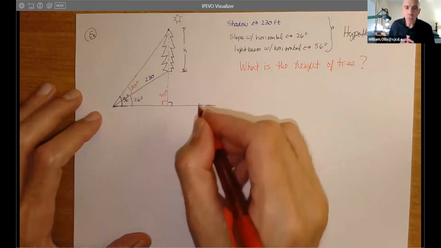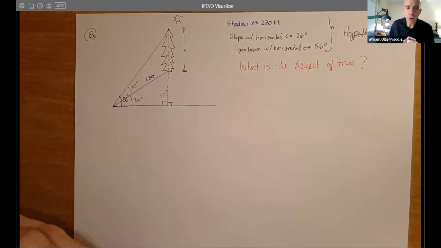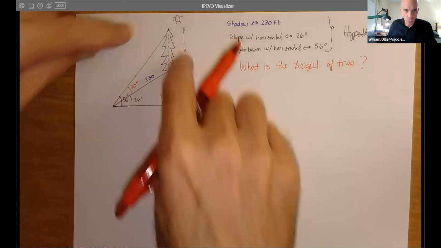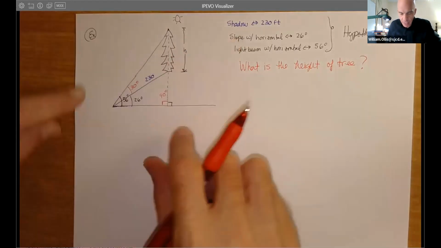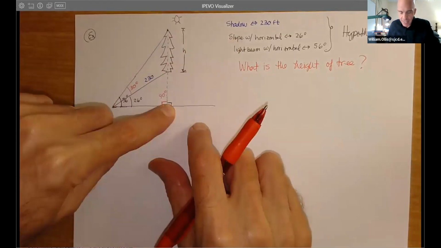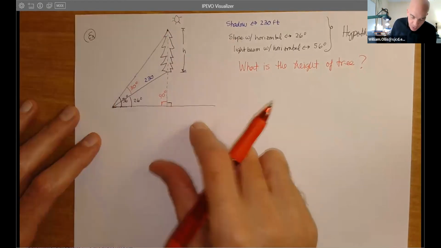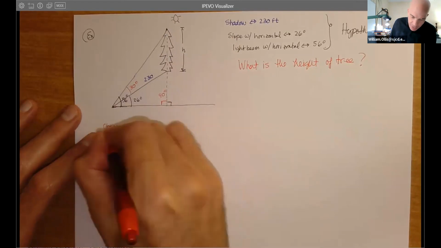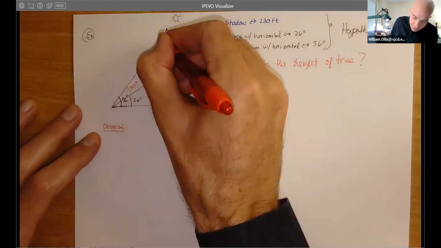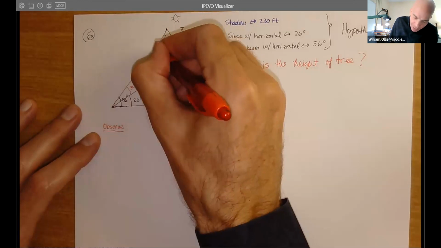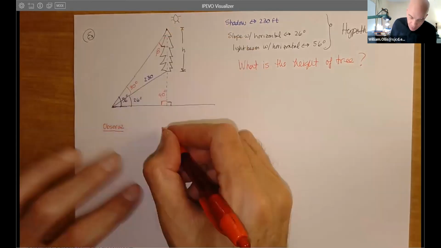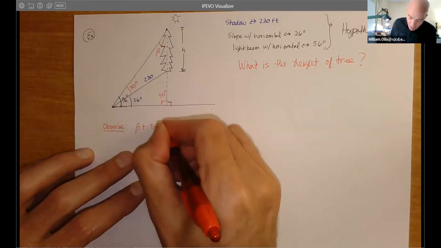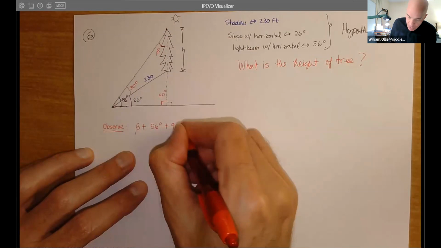And so now we're thinking, well, how do we get the rest of this? So we've got this big triangle here that is, notice, 56 and 90, and that's going to give us this angle up here. So observe, I'll label this angle beta. Observe, beta plus 56 plus 90, all in degrees, equals 180.